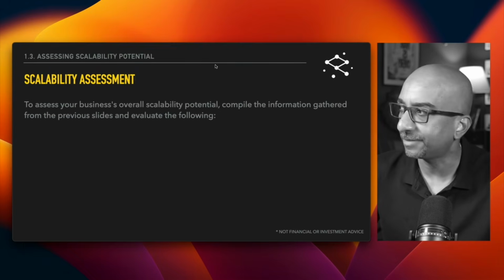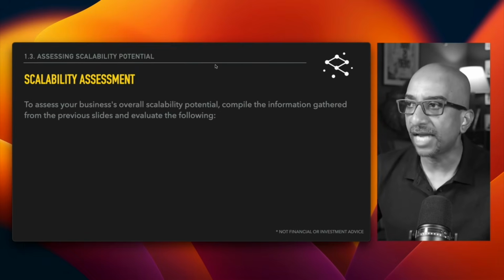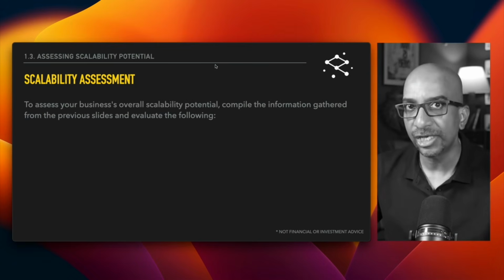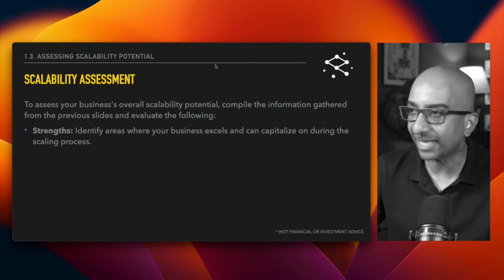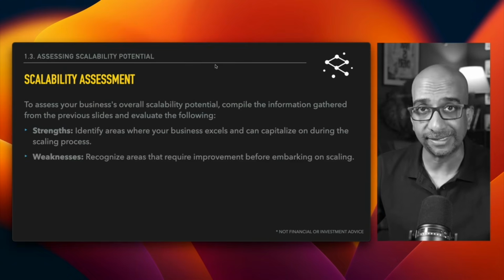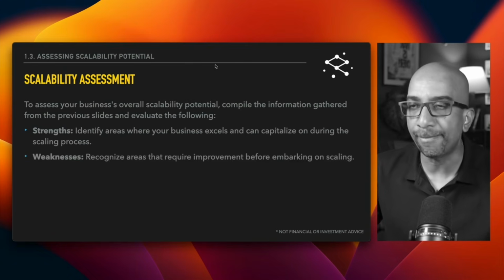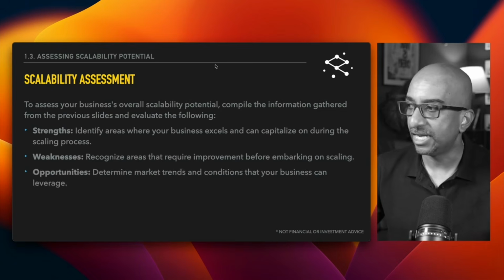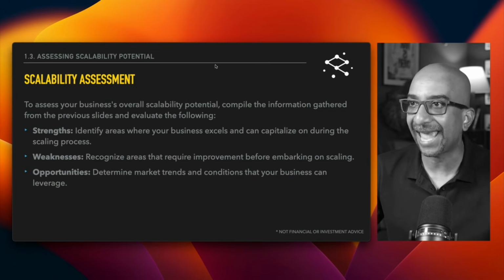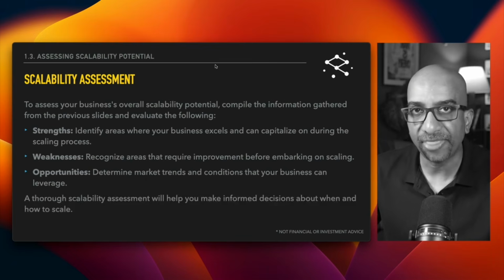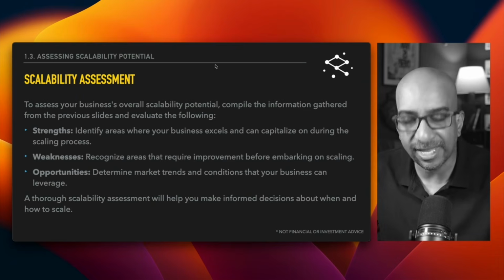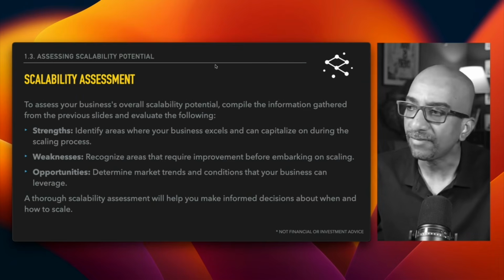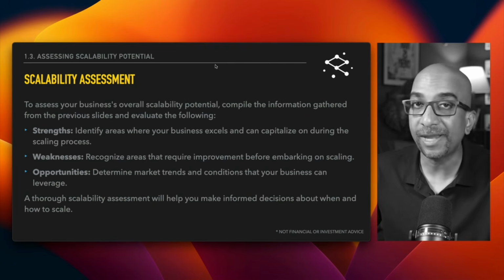Okay, so scalability assessment. To assess the potential, you got to compile information gathered from all those to evaluate the following. Strengths. Identify areas where your business excels and can capitalize on during the scaling process. Weaknesses. Recognize areas that require improvement before embarking on scaling. Opportunities. Determine market trends and conditions that your business can leverage. So you need to have a thorough analysis. And by the way, the SWOT, strengths, weaknesses, opportunities, and threats, we will go into that in another video in detail. And here, you just need to touch upon it. Don't spend too much time on it, but just to assess your scalability potential, right?